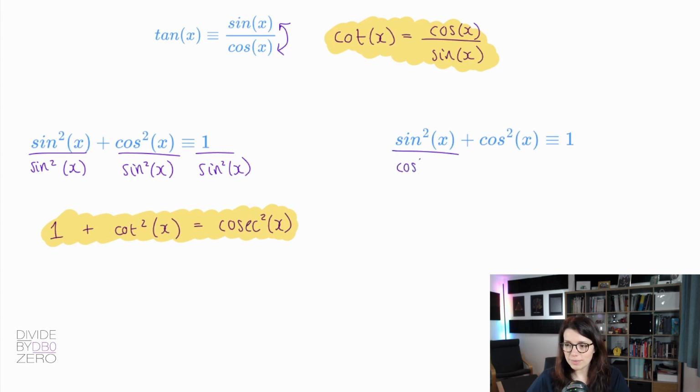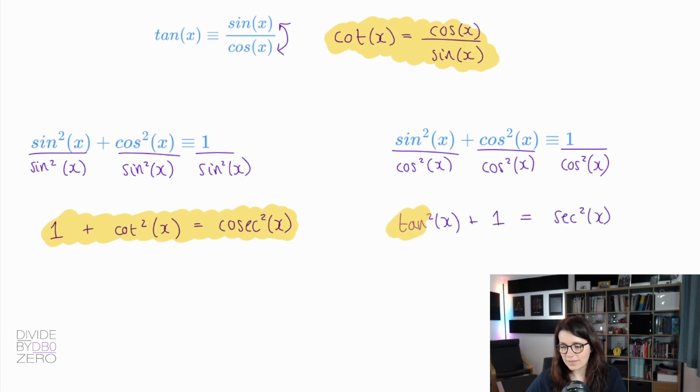For the last one, we're going to do something really similar, but instead divide through by cos squared x. When we do that, we get tan squared x plus 1 equals sec squared x. And that's the third new identity there. Now let's look at some examples.